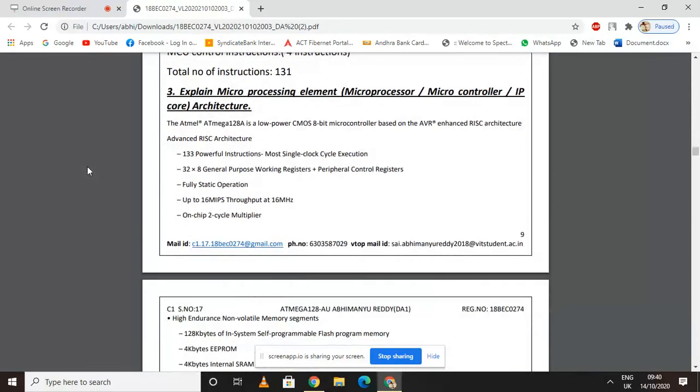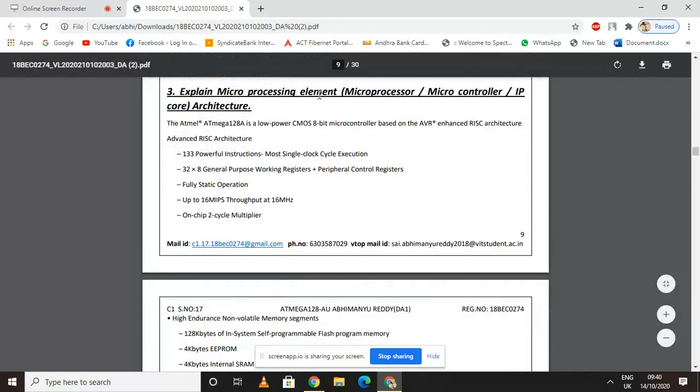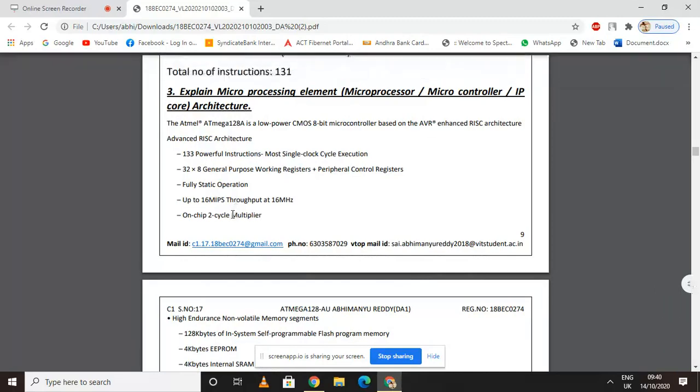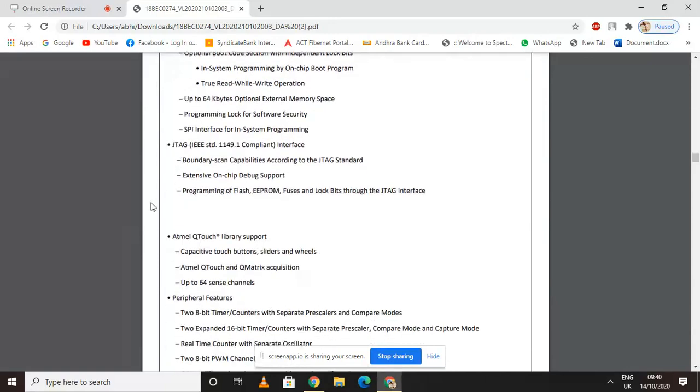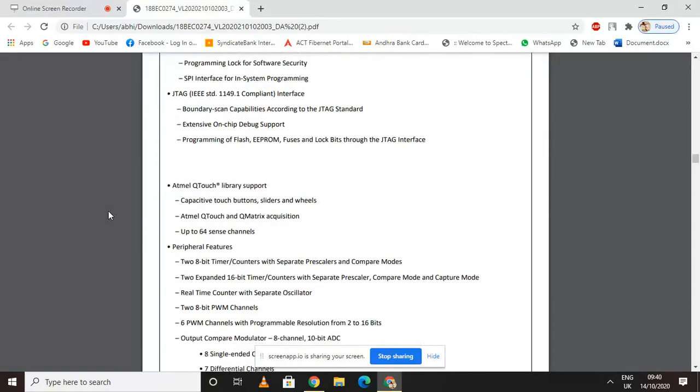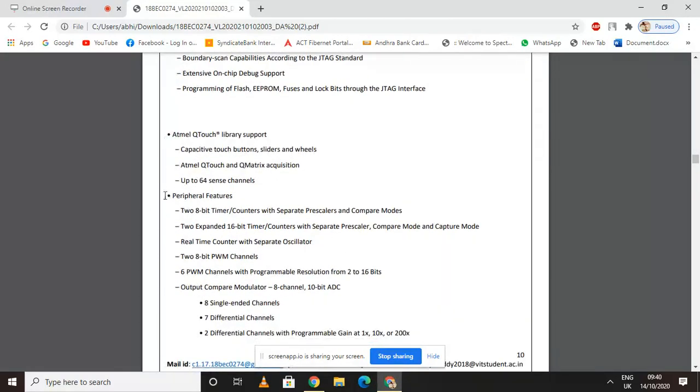The third question is regarding explaining the microprocessing element architecture. It is based on the advanced RISC architecture. These are the various features regarding its architecture: fully static operation, 16 MIPS throughput at 16 megahertz, on-chip 2-cycle multiplier, and so on. High endurance non-volatile memory segments, JTAG interface, Atmel QTouch library support.